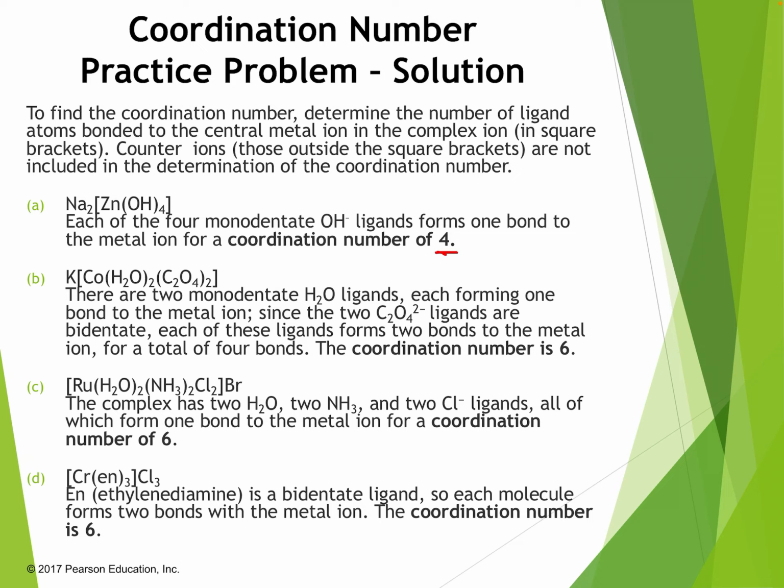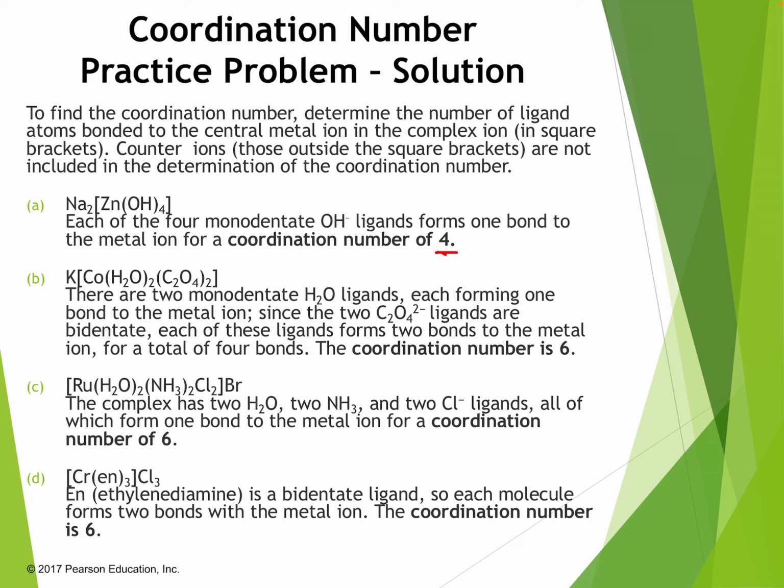For the next one, we have 2 waters, which are each monodentate, so we'll get one bond from each of those. But then we have 2 oxalates, and each of the oxalates are bidentate. So we end up having 2 times 2 from the oxalates plus our 2 times 1 from the waters. So our coordination number is going to be 6 overall.